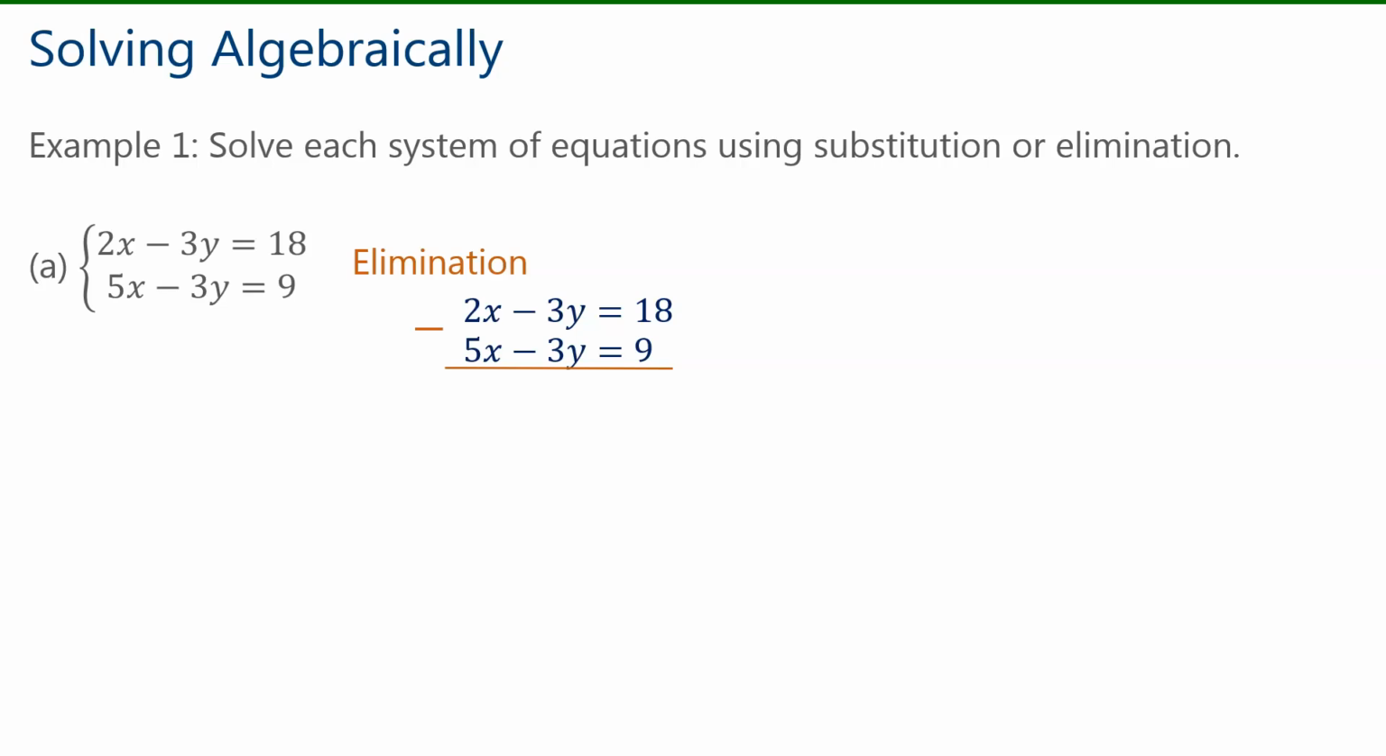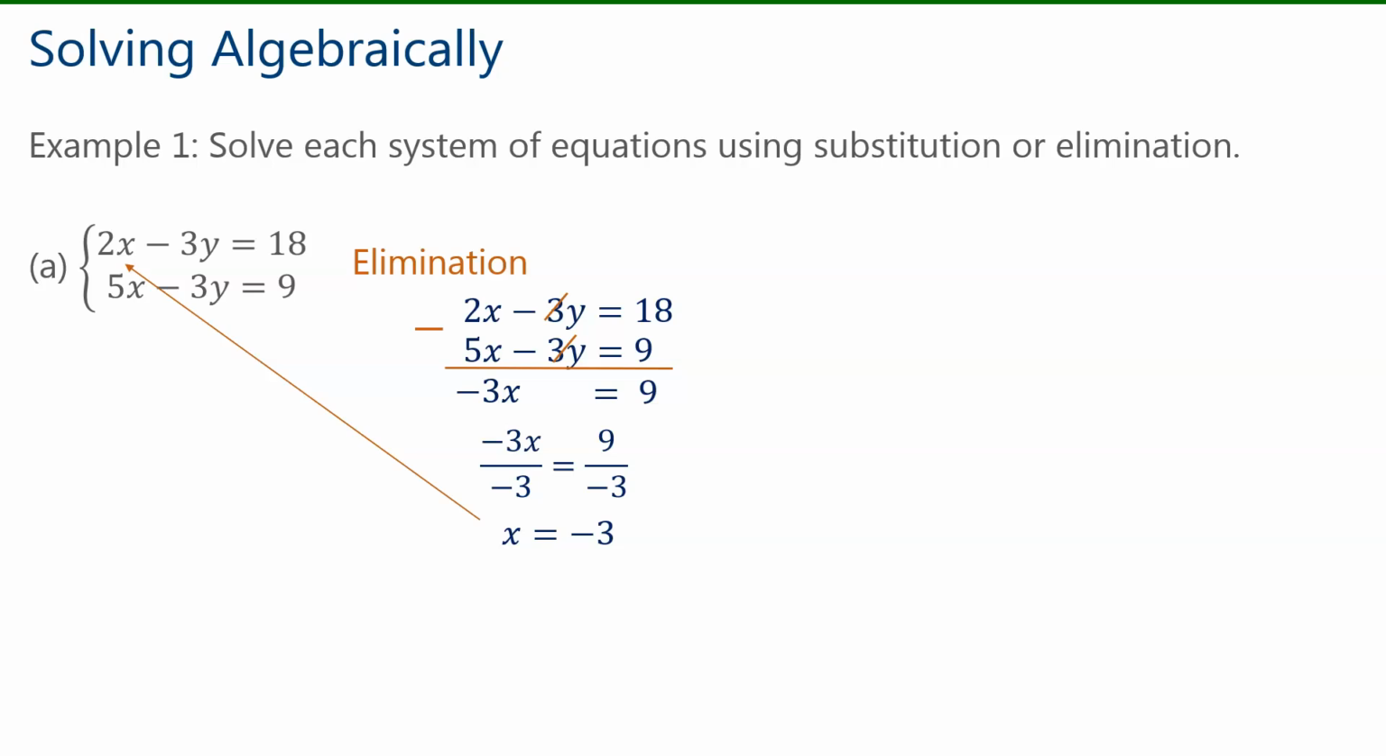Now 2x take away 5x is -3x. The y's are going to cancel, and 18 take away 9 is equal to 9. Now to solve for x, I can just divide both sides of the equation by -3, giving me an x value of -3. So now let's plug that here to find y.